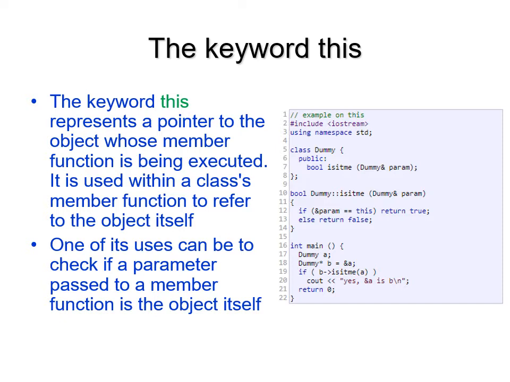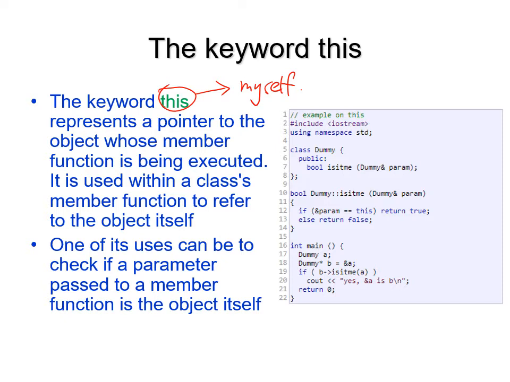Okay, now here we introduce to you the keyword this, and it represents the pointer to the object whose member function is being executed. So this refers to myself actually. It means it is the address of the object you are using. Now if you are going to call the class member function, you may use this.